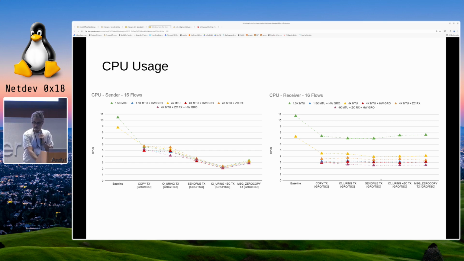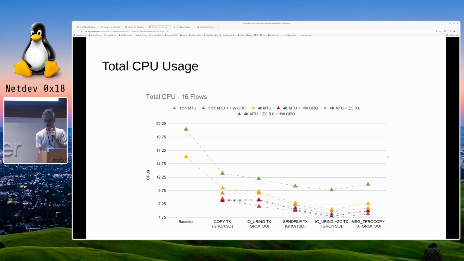Again, hardware GRO, you add zero copy receive, fantastic, right? But even without zero copy receive, hardware GRO is giving you a big win. Okay? So again, if we sum up the CPUs, I'm just going to take all the CPUs. It's probably easier to visualize this from the sender and the receiver, sum them up and show this. And you can very clearly see that.